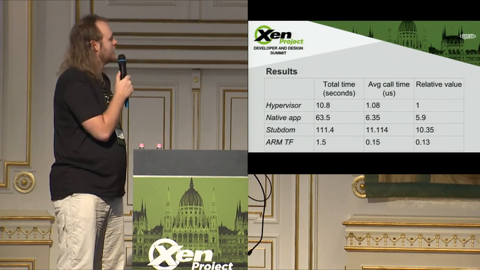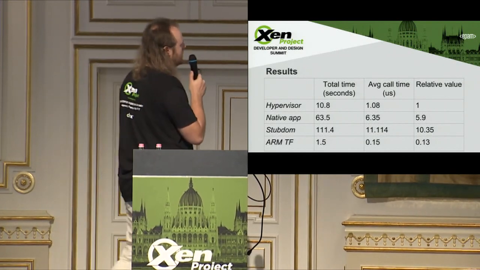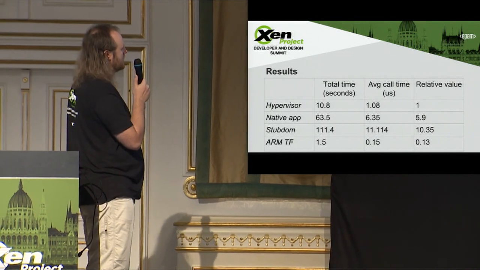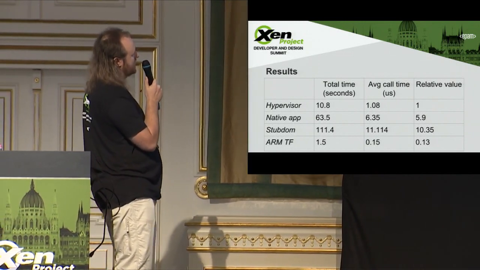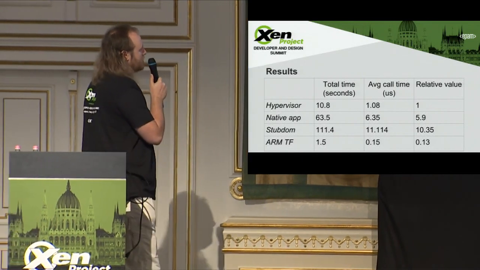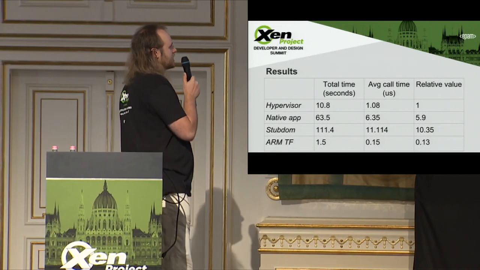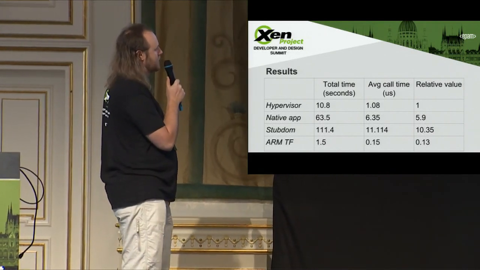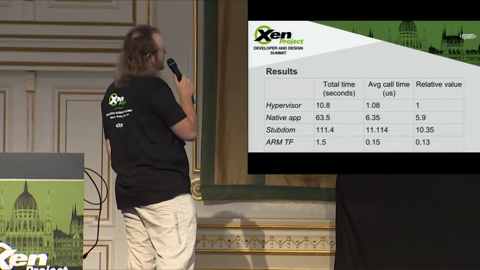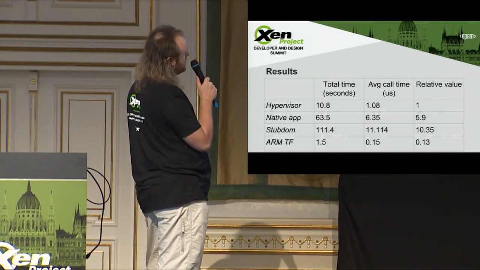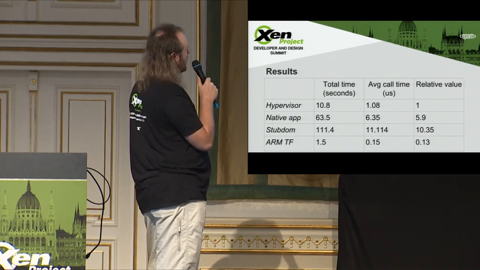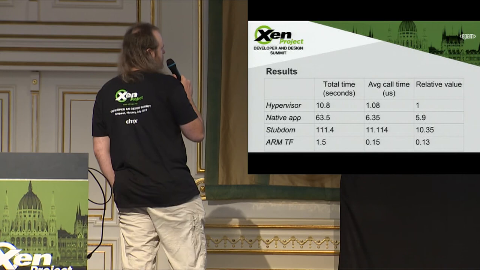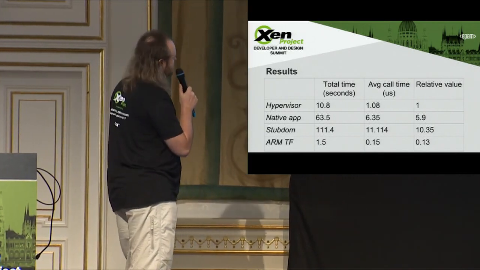And here are the results. As you can see, in the hypervisor it took 10 seconds to handle all these 10 million calls, which gives us 1 microsecond per call. And I compared other handlers relative to the hypervisor. So the native application was 6 times slower than handling in the hypervisor. Stub domain was 10 times slower. And the environmental use case gives us a boost of about 7 times, I think.